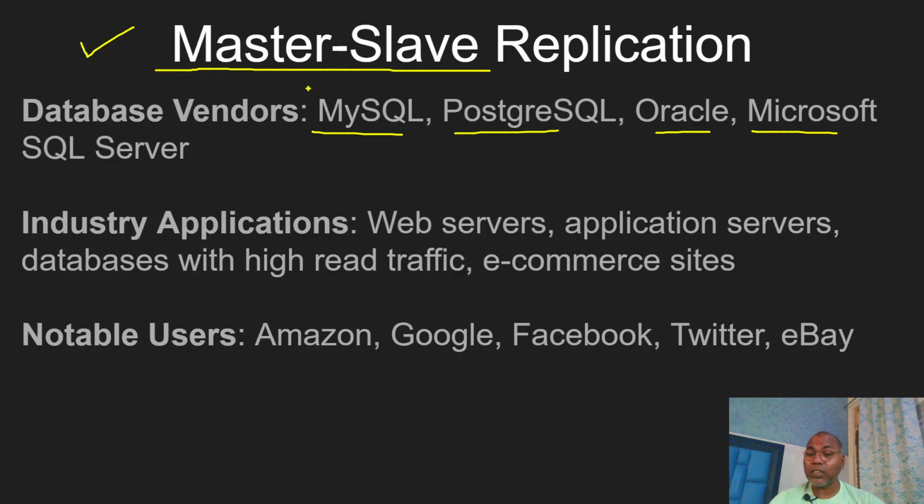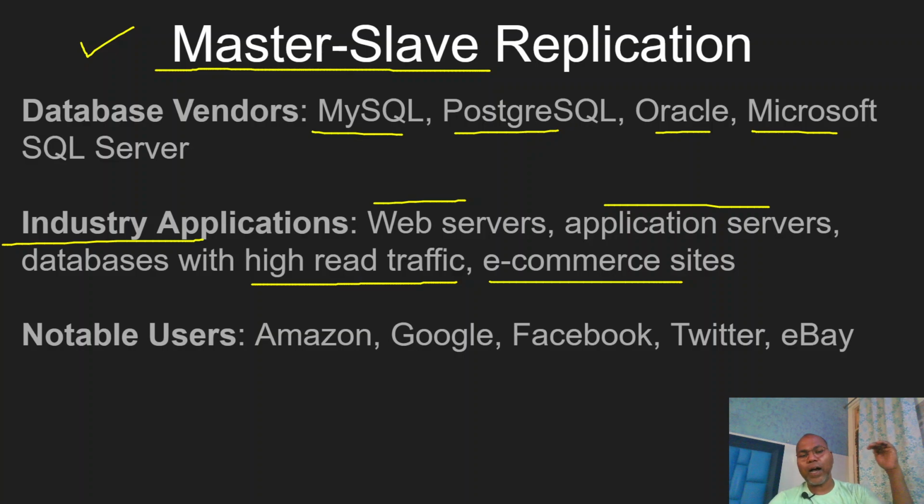Such replication is generally used if you have an application like a web server or any application server with high read traffic, like e-commerce websites. So wherever there is high read, you generally go for master-slave replication. Amazon, Google, Facebook, Twitter, and eBay, these big players are already using master-slave replication to ensure data reliability and data availability.